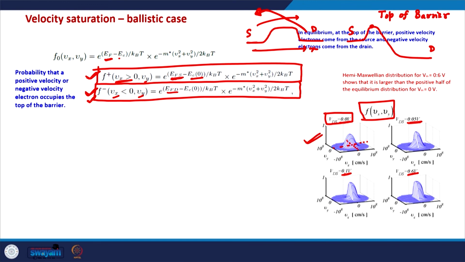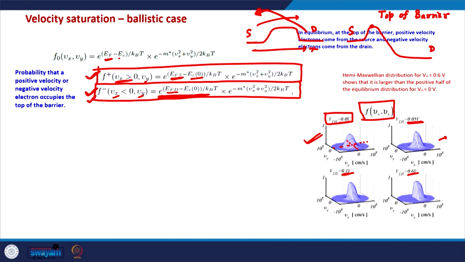When a small VDS is applied, in that case this EFD goes down a little bit, and that essentially reduces this EFD minus EC0. Things are now skewed. Now F plus and F minus are not the same, and as you can see here, now more electrons have positive velocity as compared to negative velocity. So there is a net current in the MOSFET.